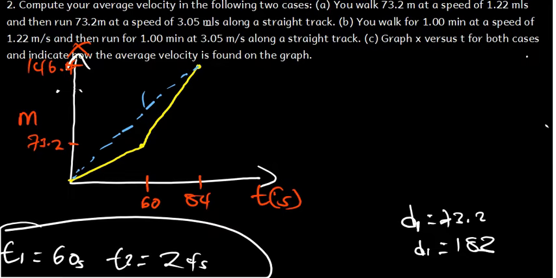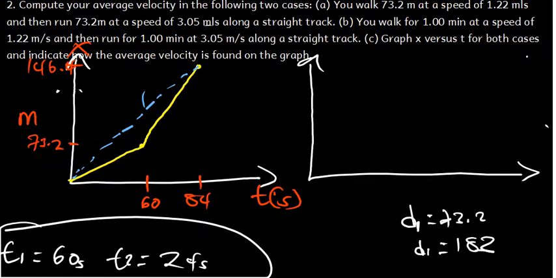Now the second scenario, we're going to have our graph here. We still have the x here, then we're going to have the t, which is in seconds. So this is in meters. So we have got the first distance. In this case, we have found that the first displacement was 73.2.